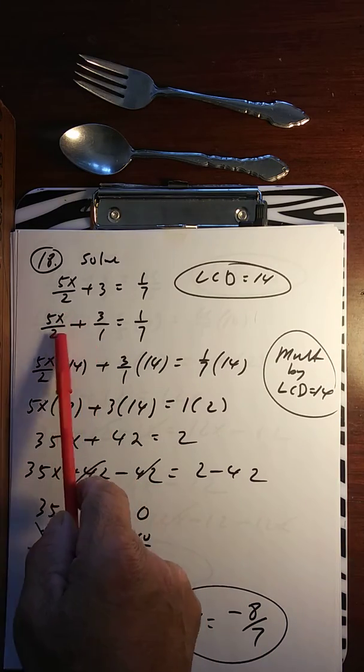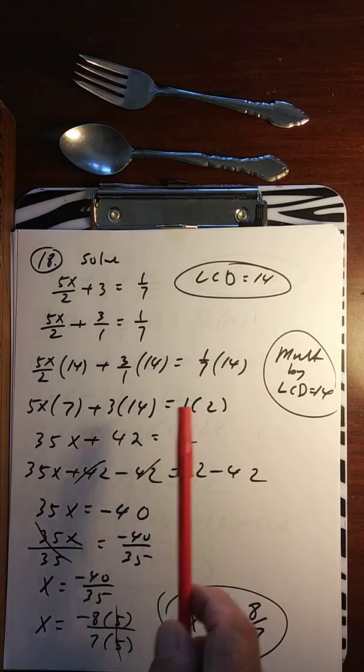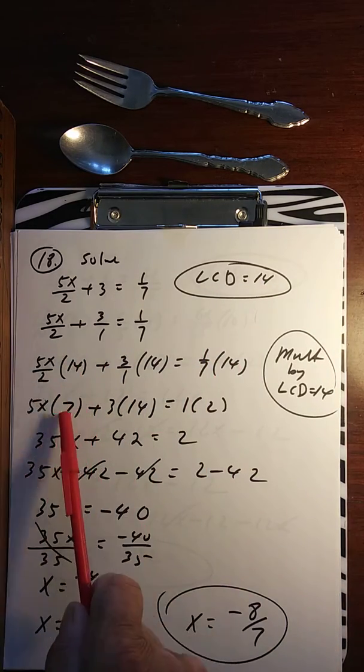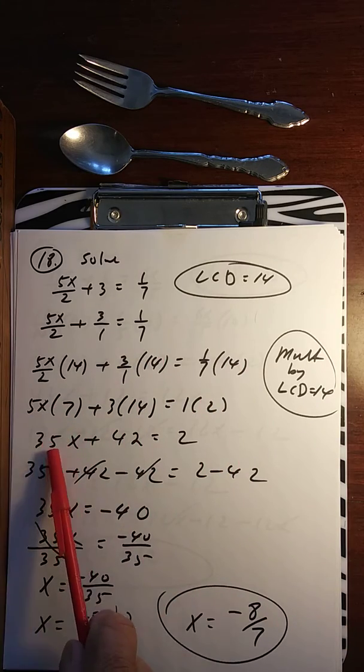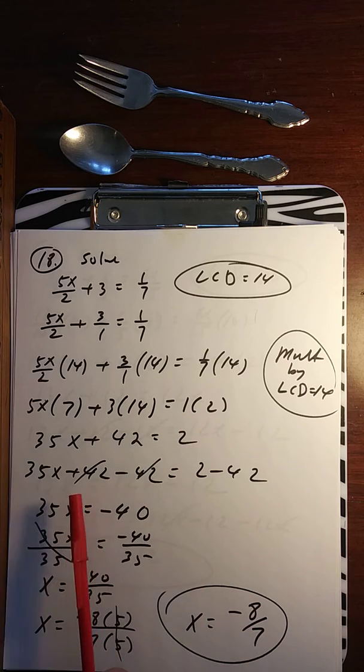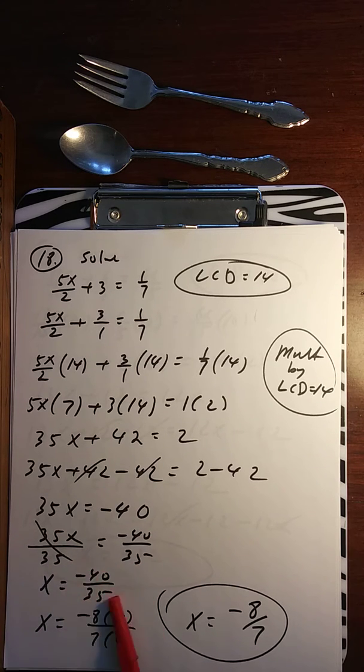5x over 2, 3 over 1, 1 over 7. LCD is 14. Multiply everything by what? 14, 14, 14. So 2 divides 14, 7. 1 divides 14, 14. 7 divides 14, 2. So that's going to be 35x, 42, 2. Minus 42, minus 42. These are gone. So you have 35x equals negative 40. Divide by 35. And we have this left over. But this right here is 8 times negative 5. 5 times negative 8. 5 times 7. Cancel the 5's. What's left over? Negative 8 over 7.